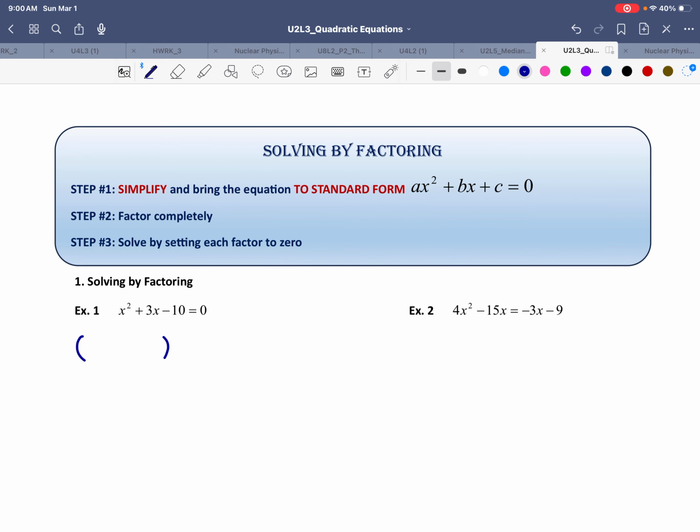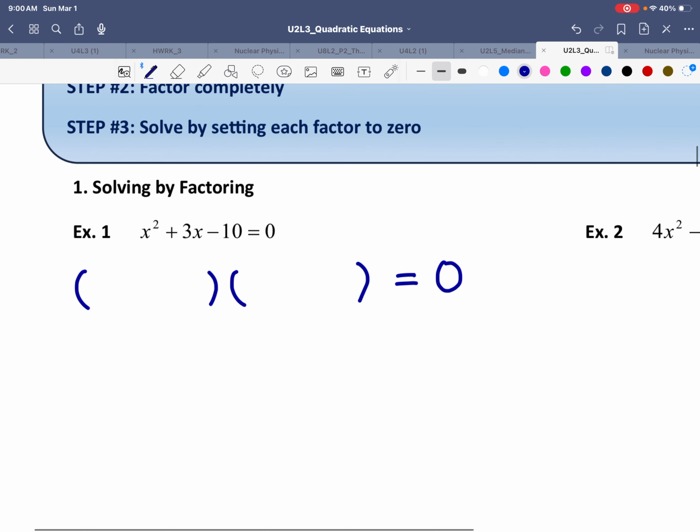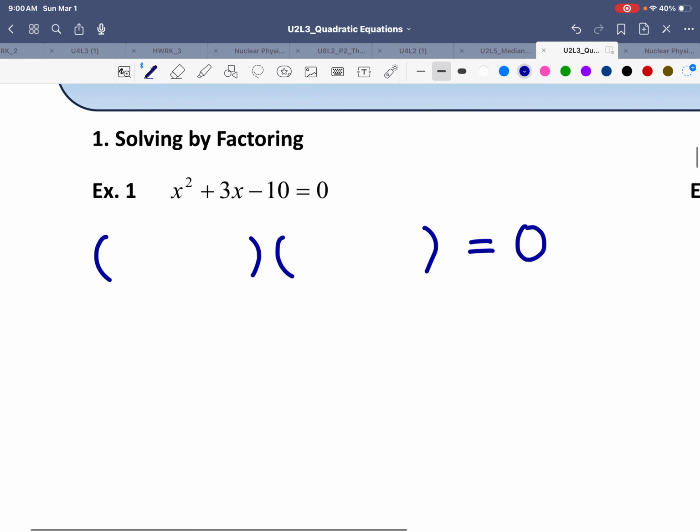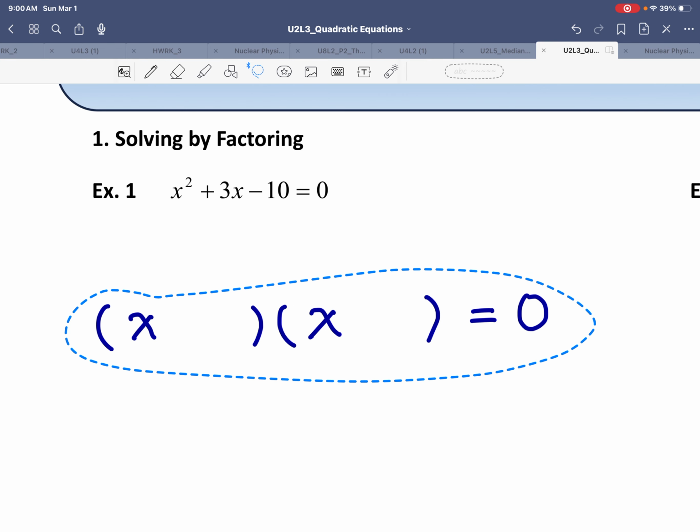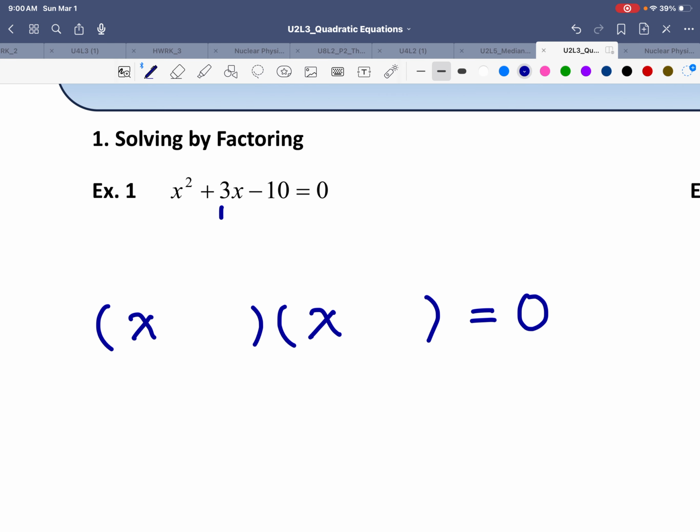And what that means is that we're going to start off with setting two sets of brackets. So writing up two sets of brackets, and each set of brackets will start with an x. And no matter what quadratic equation you are solving, when the coefficient is 1, this is what you're going to write first. Now we have to think of what numbers to put in each bracket, and the way that we choose those numbers is by looking into the coefficients present in the equation.